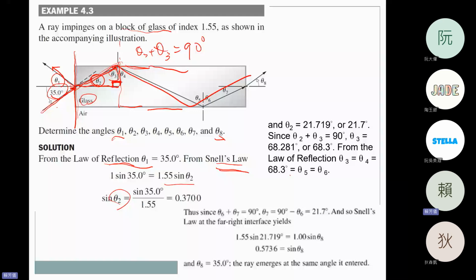But why will the light continue to travel in such a block of glass? Later we will talk about this. This is the total internal reflection.